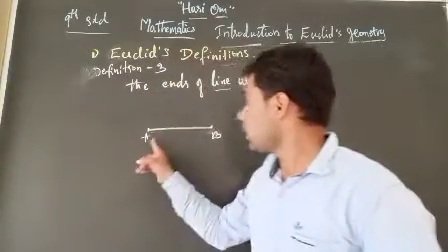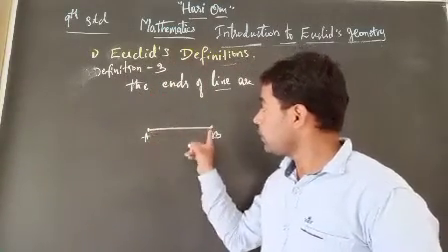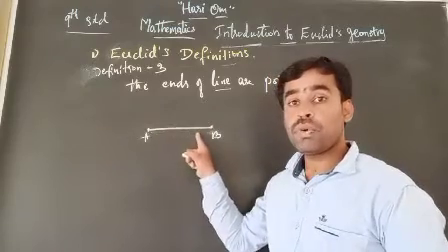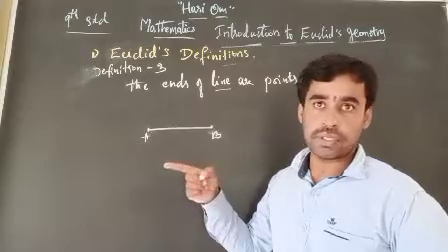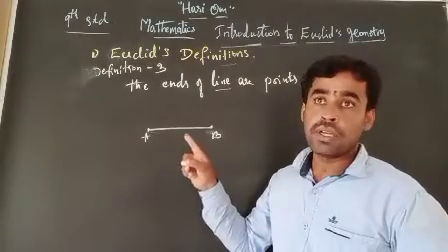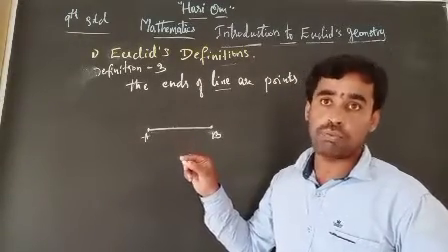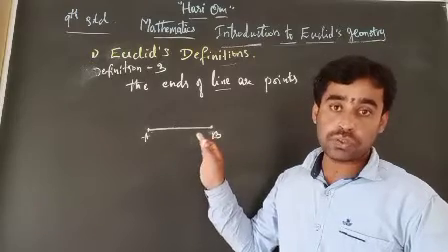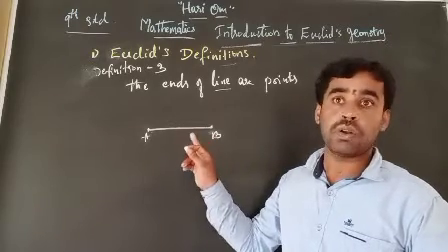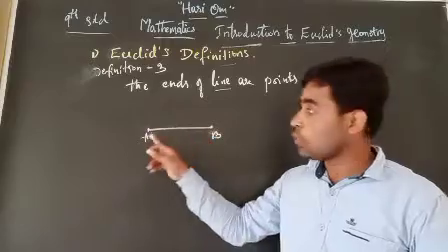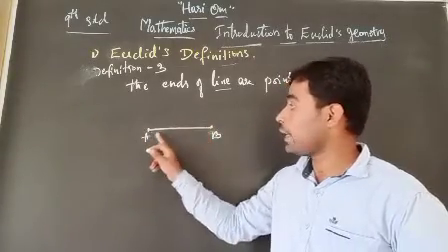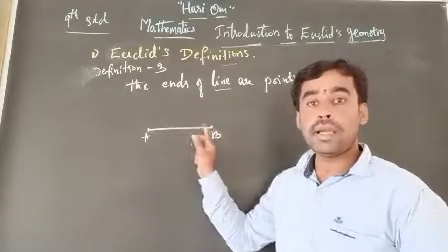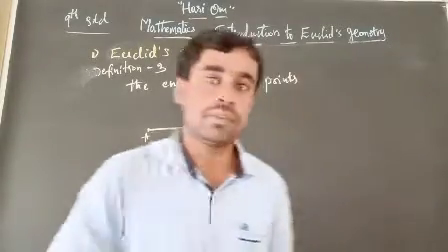Here AB is a line. In between these, there are an infinite number of points. As I said in the definition, a line is nothing but a union of a collection of an infinite, uncountable number of points put together. Therefore, the ends of this line are A and B. A and B are the 2 points.